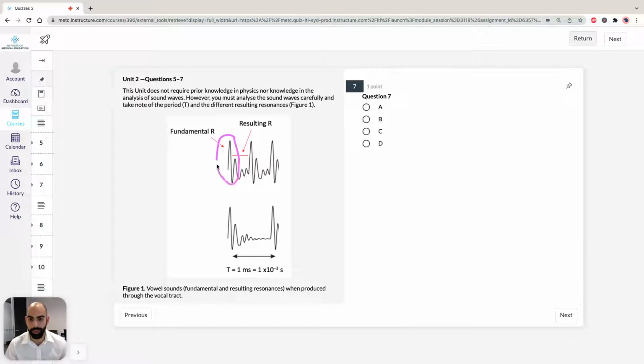So let's say you clap your hands. That's the initial sound. But then you've got these residual sound waves after, and they dissipate or disappear. So take note also of the residual, or what they call the resulting resonance. Take note of the periods, and take note that they're showing you two halves to this figure. Of the four graphs, on the left-hand side you've got the glottal pulse rate, and on the right-hand side you've got the vocal tract length. So take note of that.